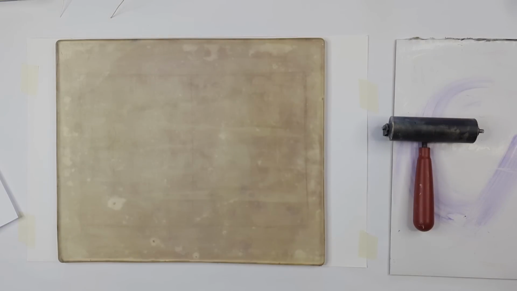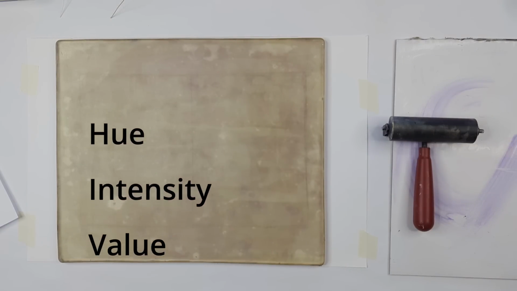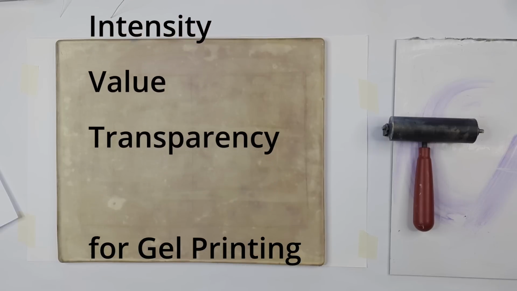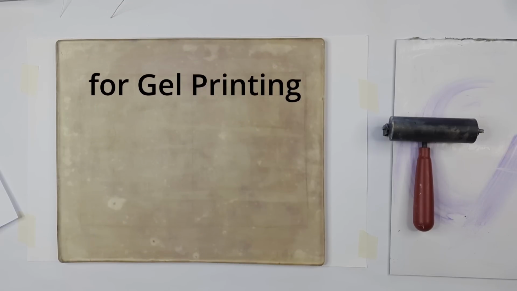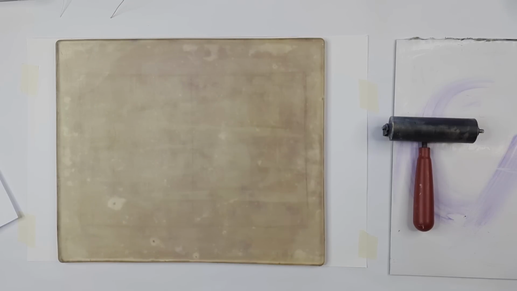So I have a bunch of exercises lined up for you to demonstrate hue, intensity, value, transparency in terms of gel printing. The first thing I need are a variety of base layers to use. My base layers need to be a light to mid value. I'll be incorporating some stamps and stencils into these. And whether the paint is transparent or not doesn't matter to the base layer.